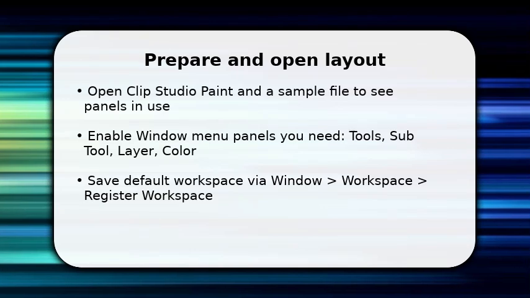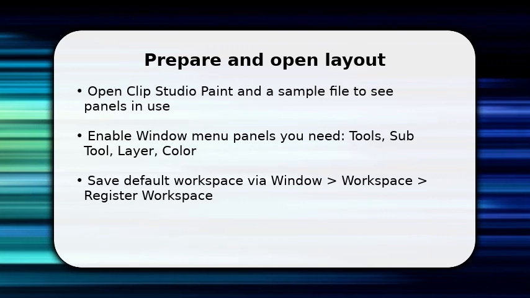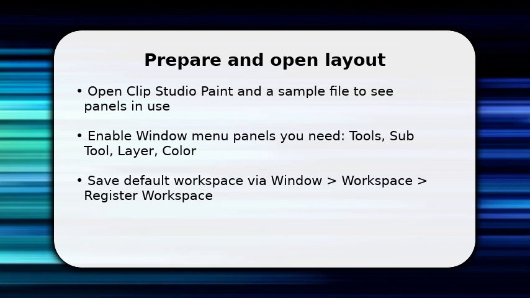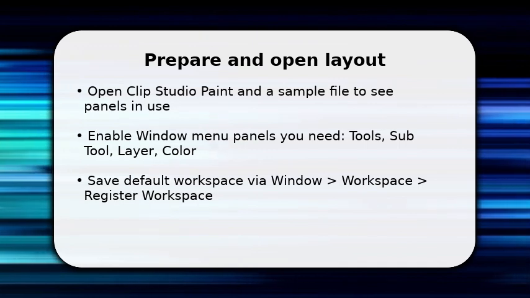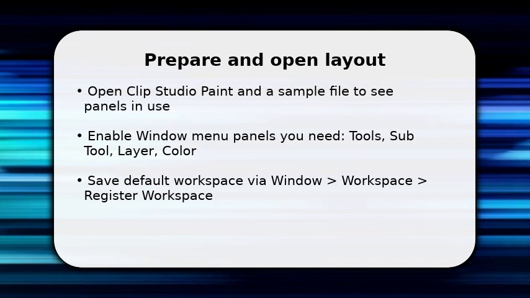You'll start by opening Clip Studio Paint and a project so you can test changes live. First, enable the panels you'll use from the window menu, Tools, Subtool, Layer, Color, so you can see them docked. Once those panels are visible, arrange them roughly where you want them on screen. Don't worry about perfection. Then register this initial arrangement right away. Window Workspace Register Workspace. This locks a baseline you can revert to, making iterative layout changes safer and faster.